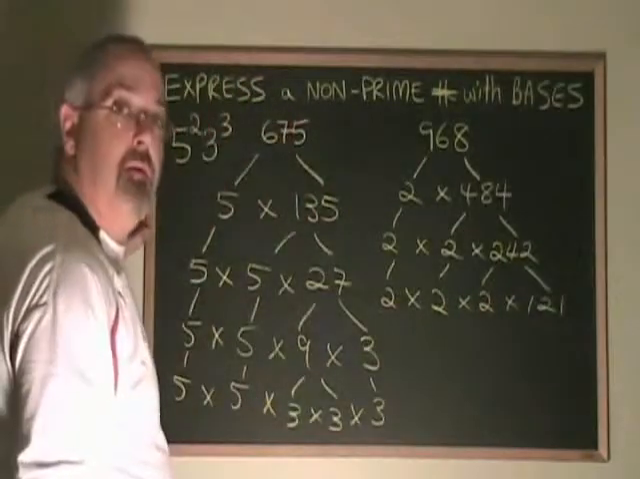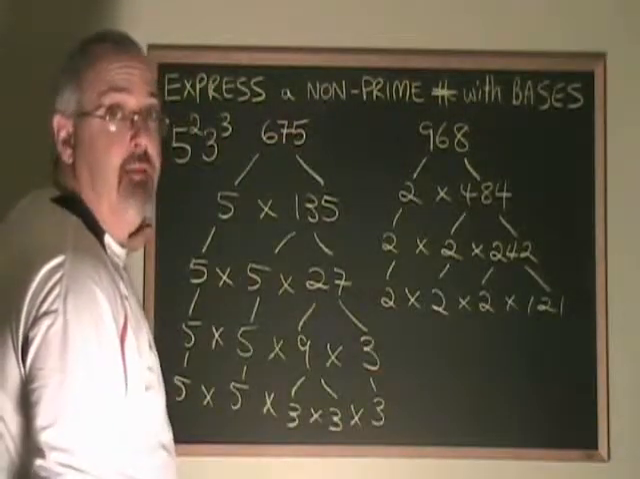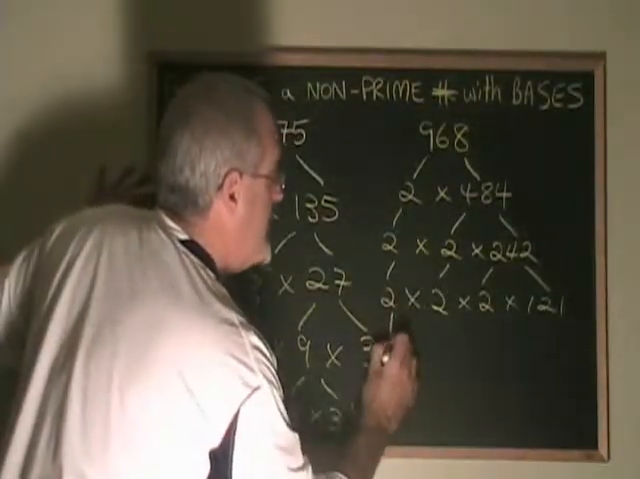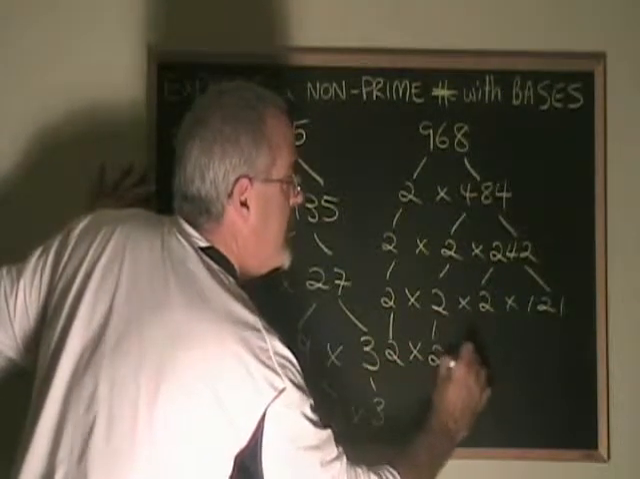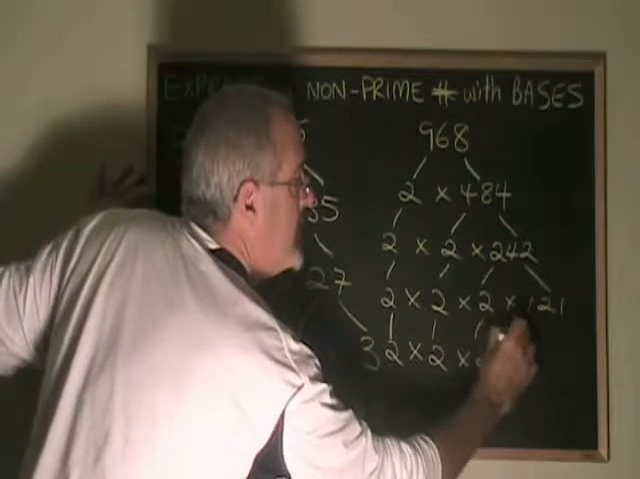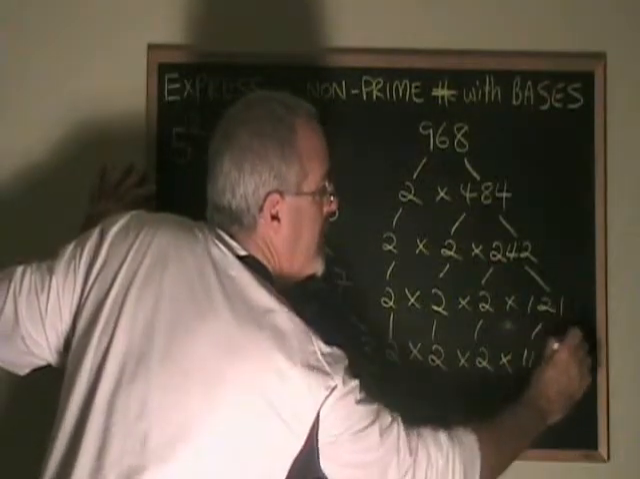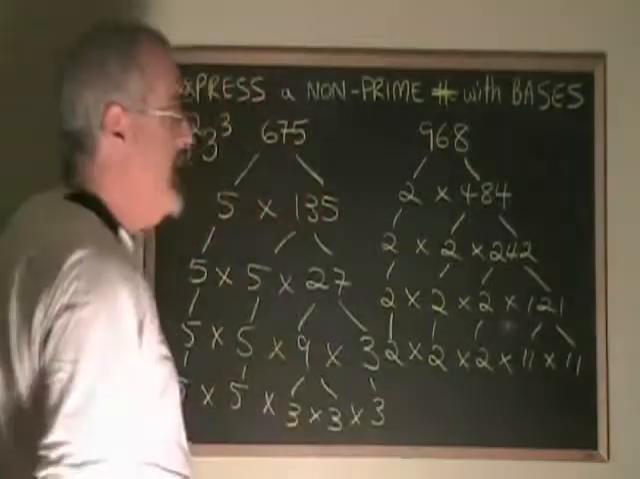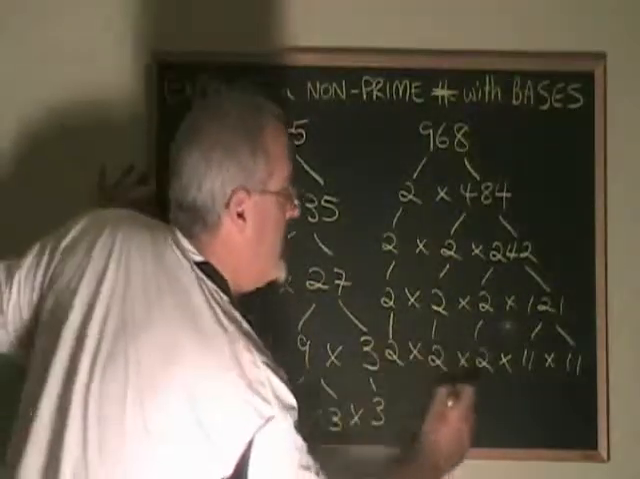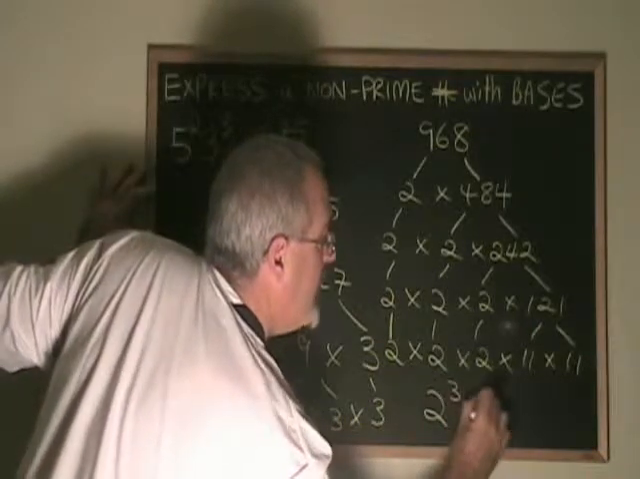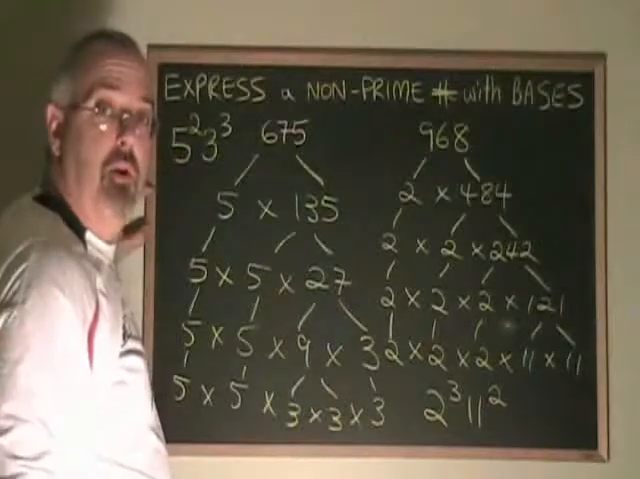And now I get to a number that I recognize from my times tables. 121 is 11 squared. So this ends up being 2 times 2 times 2 times 11 times 11. 968 can be expressed as 2 cubed, 11 squared. Even very complicated numbers can be broken down in this way.